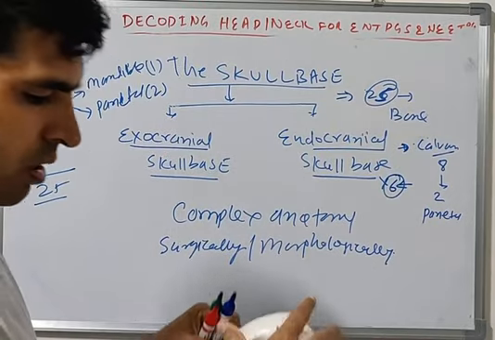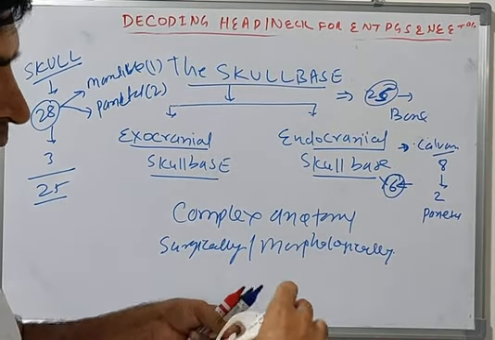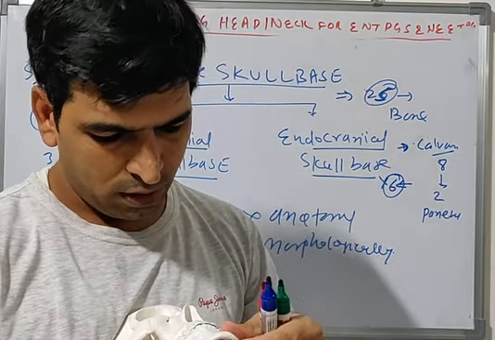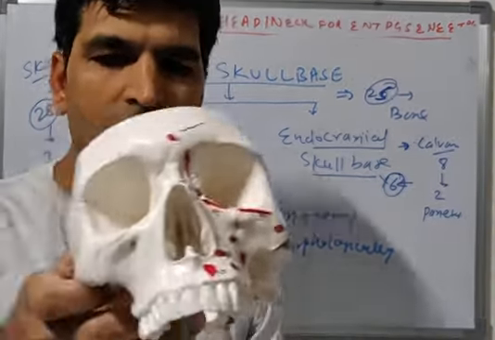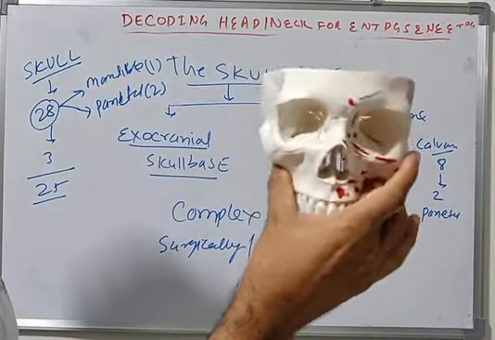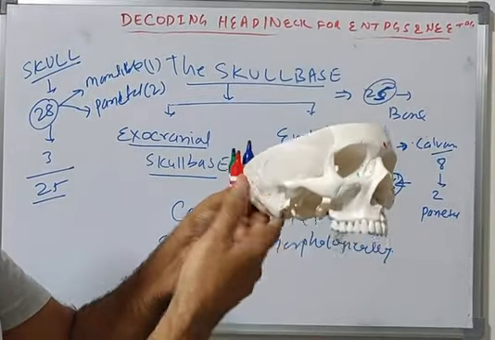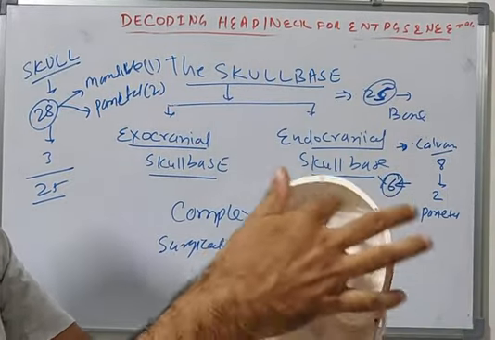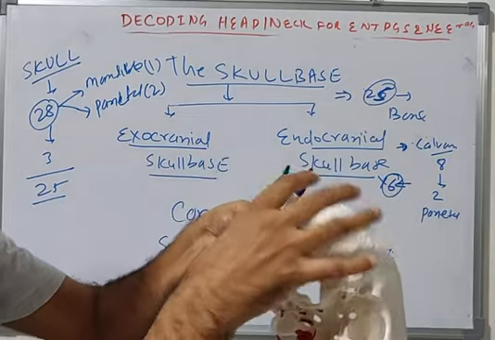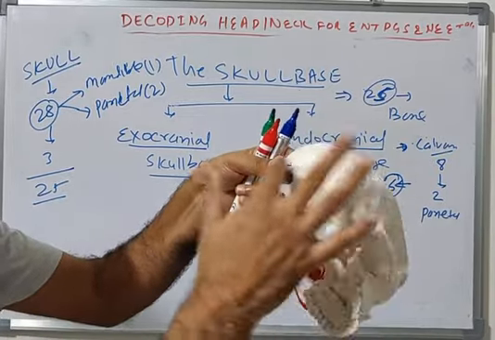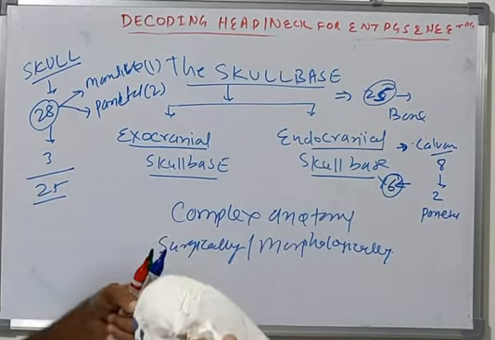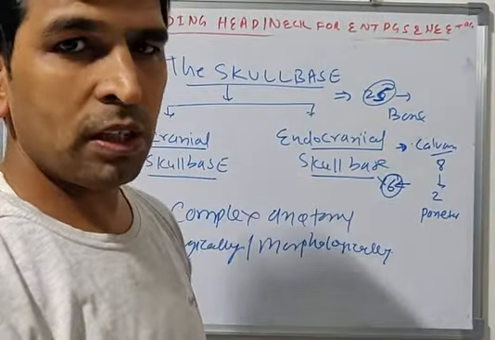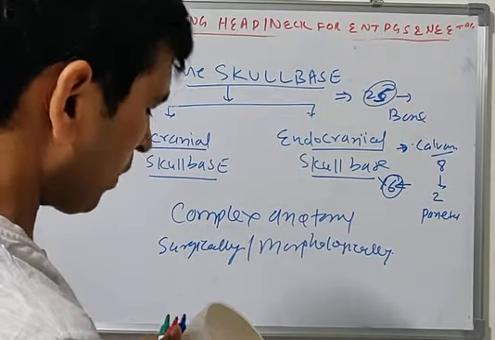Now this skull, if we remove this mandible, now see, this is called the skull base whole. This is exocranial skull base, this is endocranial skull base. This whole is the endocranial skull base, the interior of the skull base. This is norma basalis or exocranial skull base. We have removed both parietal bones and removed this mandible.